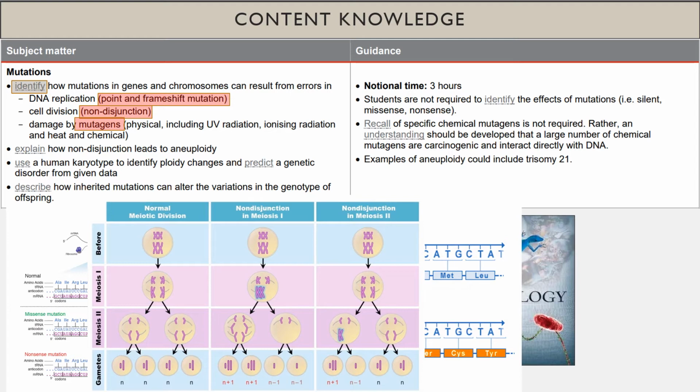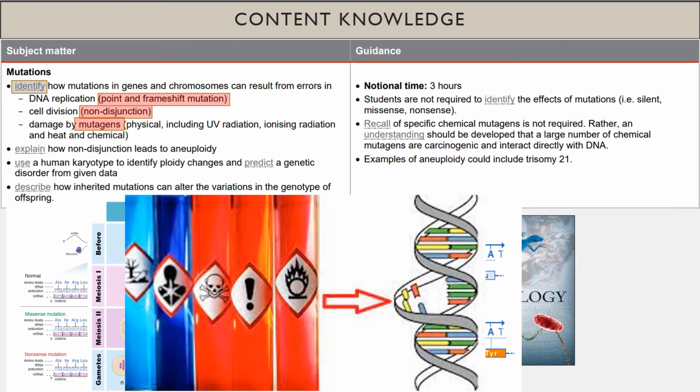Next, we've got damage by mutagens. So mutagens is anything that reacts with the DNA directly and creates a mutation. This can range from chemicals to the sun's UV radiation to ionizing radiation, X-rays, anything like that. And all of those three make up the base of this entire unit.